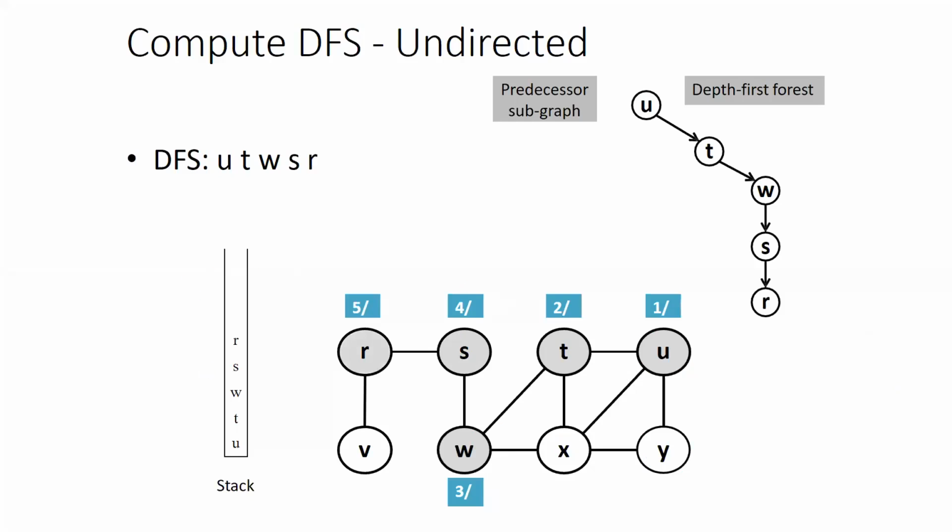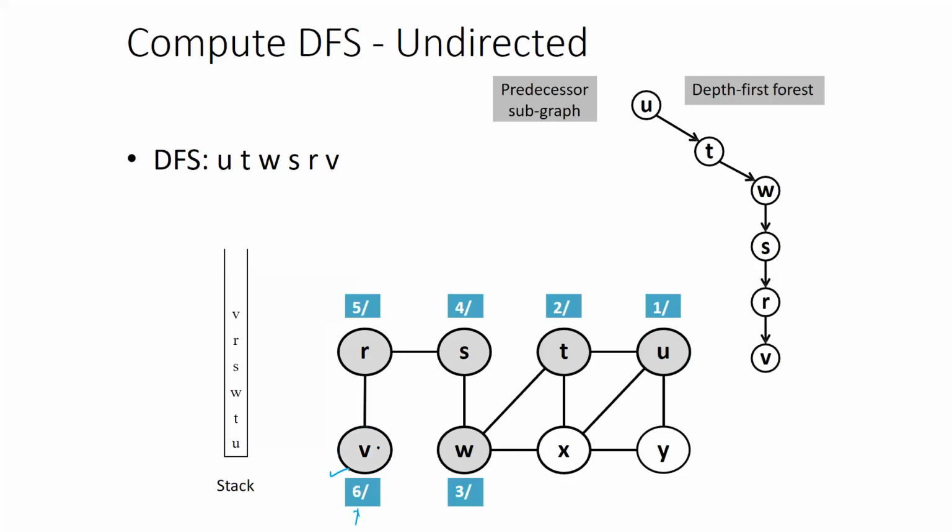From s we have called r. R gets a timestamp of 5 units, that is the discovery time. Increment the time by one step. From r, the only vertex left to be explored is v. So v will be explored next, and we will have a discovery time of 6 units.